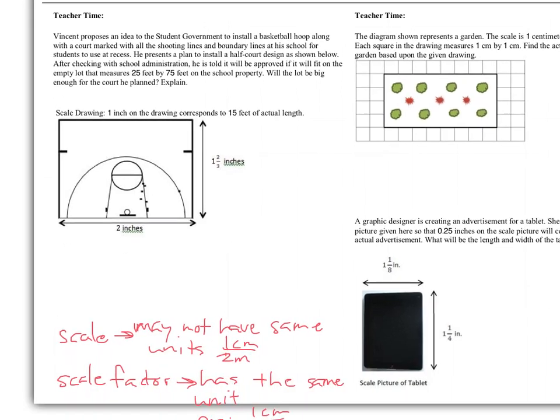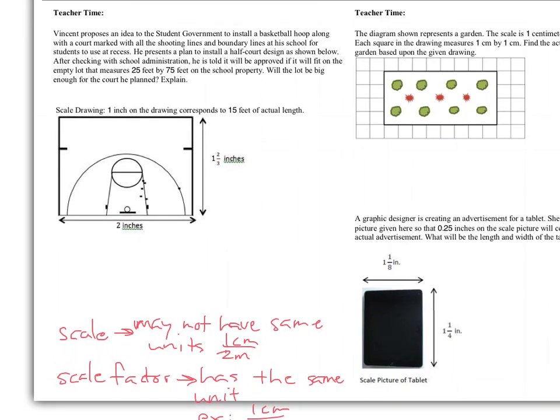All right. So Vincent proposes an idea to the student government to install a basketball hoop along the court. He presents a plan to install a half-court design. After checking with the school administrators, he is told that the court will be approved if it will fit the empty lot that measures 25 by 75 feet. Will the lot be big enough for the court he planned?